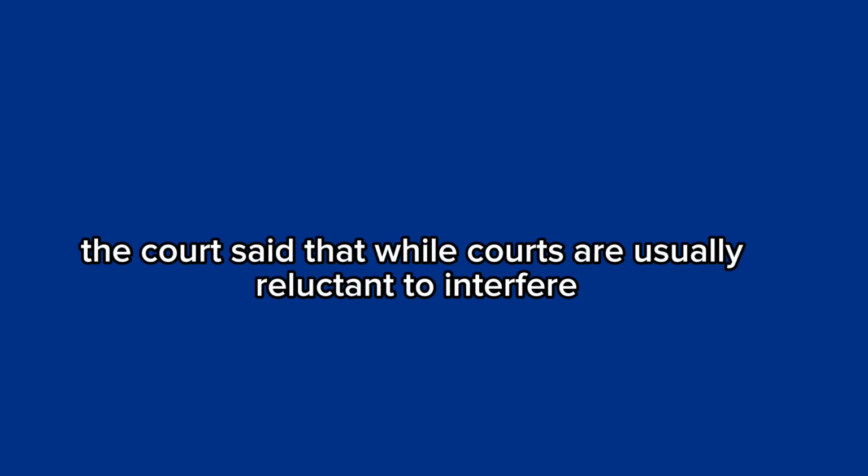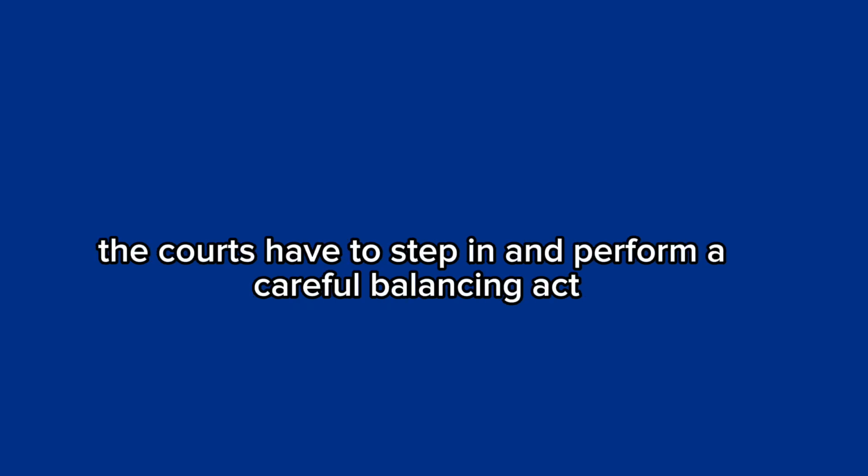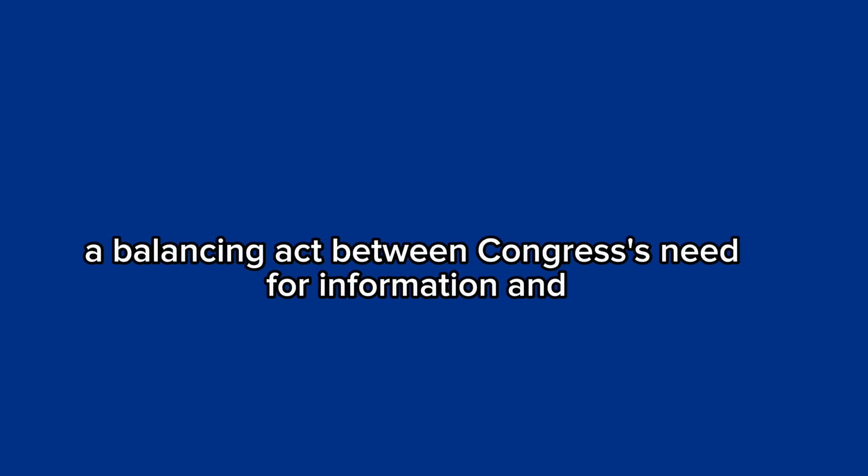Yes, the case of Trump v. Mazars was very important here. The court said that while courts are usually reluctant to interfere with a congressional subpoena, when that subpoena is aimed at the president's personal records, the courts have to step in and perform a careful balancing act. A balancing act between Congress's need for information and the need to protect the independence and functioning of the executive branch. It's a separation of powers issue. The court said Congress has to show a very specific and demonstrated need for that information that can't be met elsewhere.